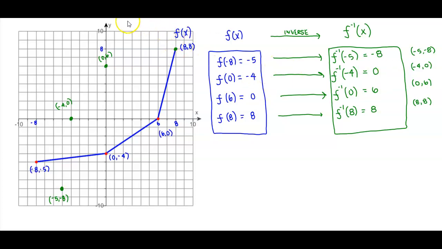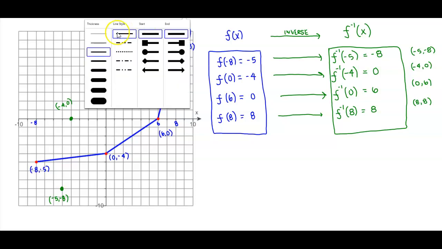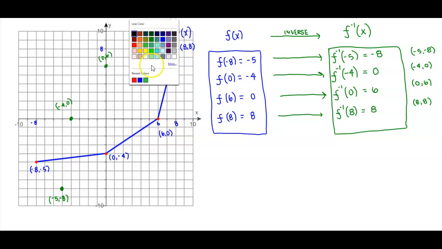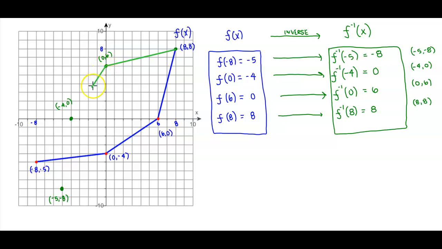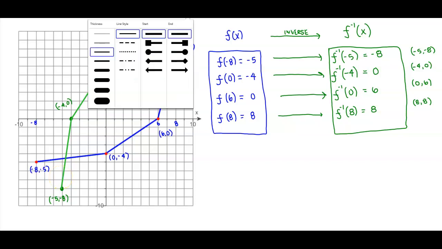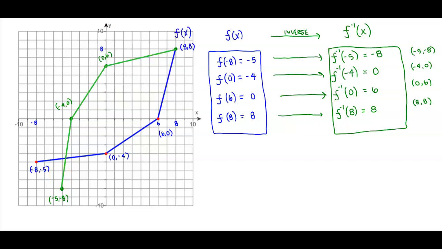So let's graph this so we can see what the graph of the inverse is going to look like. Starting here, we draw a line to connect to that point, and then another line to connect to that point, and then another. So you can see what the inverse looks like. And therefore, we would say that this green function now represents f inverse of x.